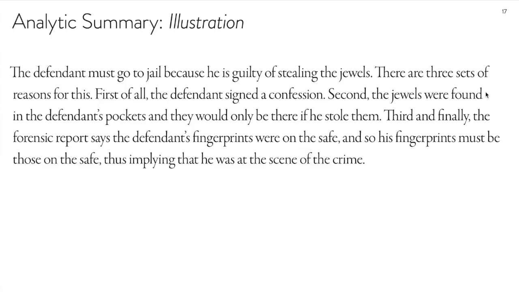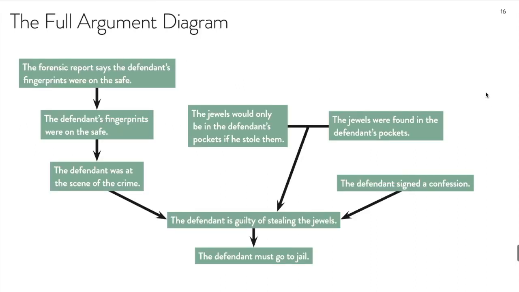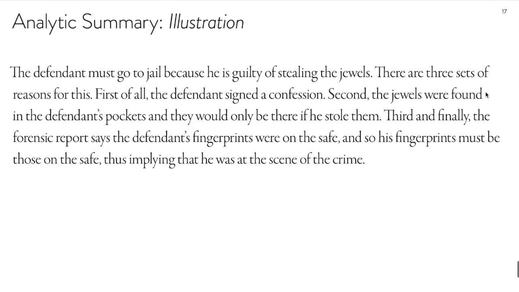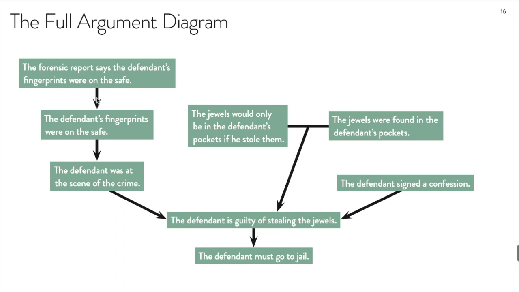And this is kind of nice because I will be asking you at times to summarize arguments in this class for work. And so now you can take that previous diagram and put it into a short paragraph that summarizes the argument. The defendant must go to jail because he's guilty of stealing the jewels. We started at the bottom, and then we just work our way up, guilty of stealing the jewels. There are 3 sets of reasons for this. I'll quickly flip to the previous one. Here's our 3 sets of reasons. One about the fingerprints being at the crime, another about the jewels in the pocket, and a third reason about the confession. So you can already anticipate what's going to go.